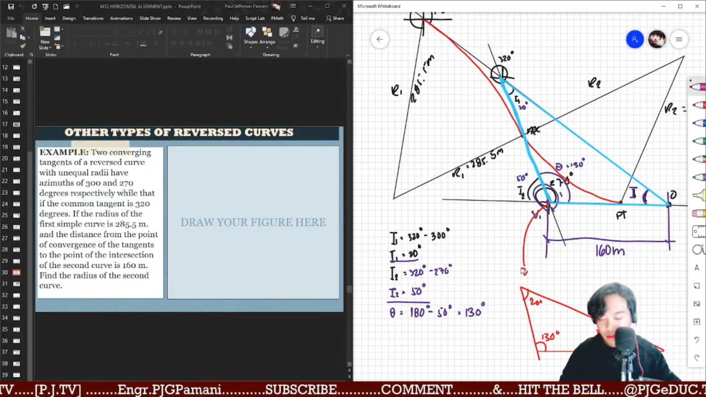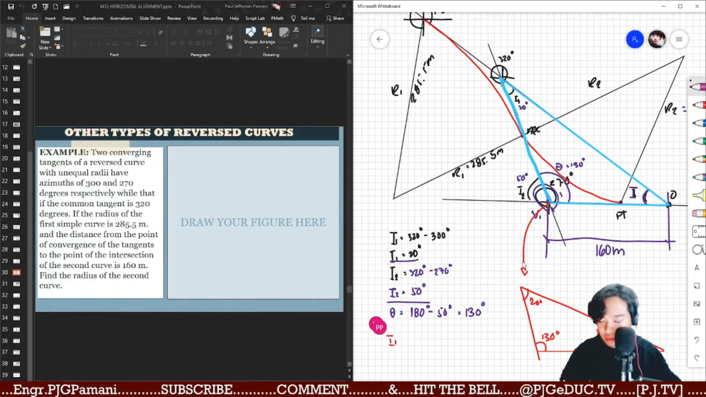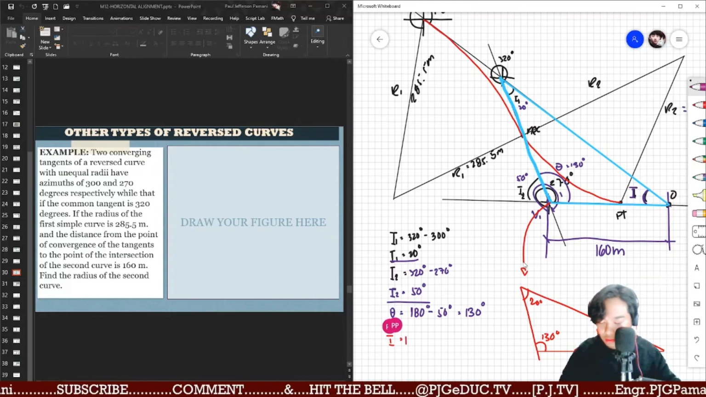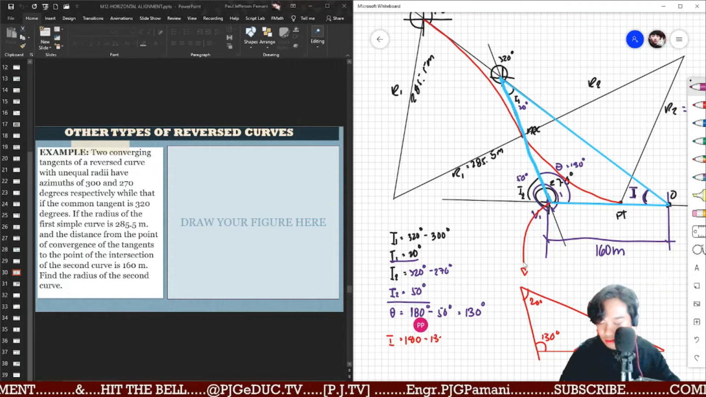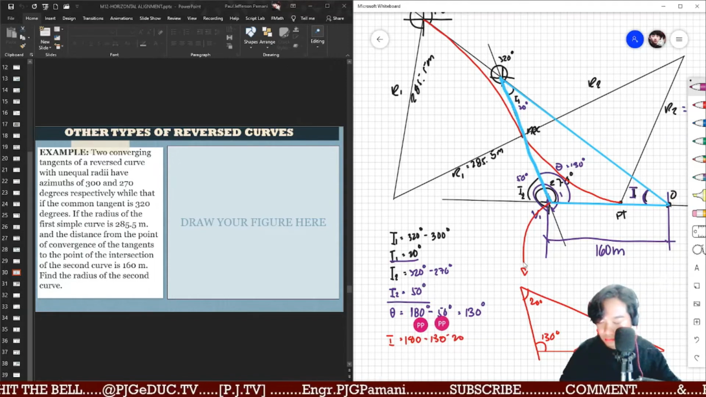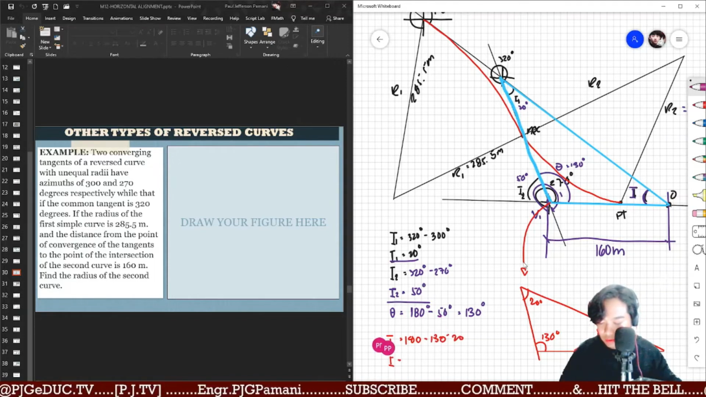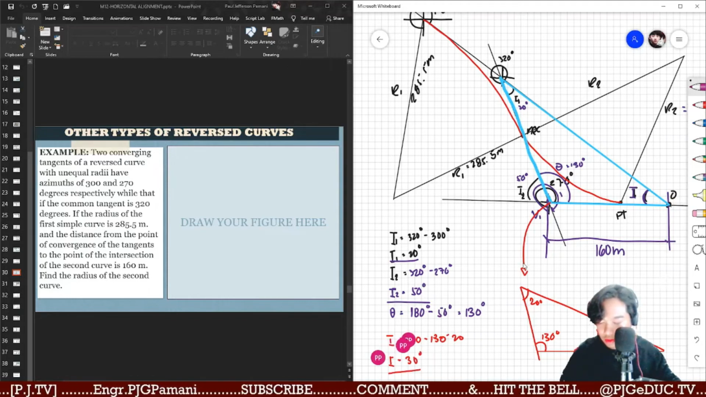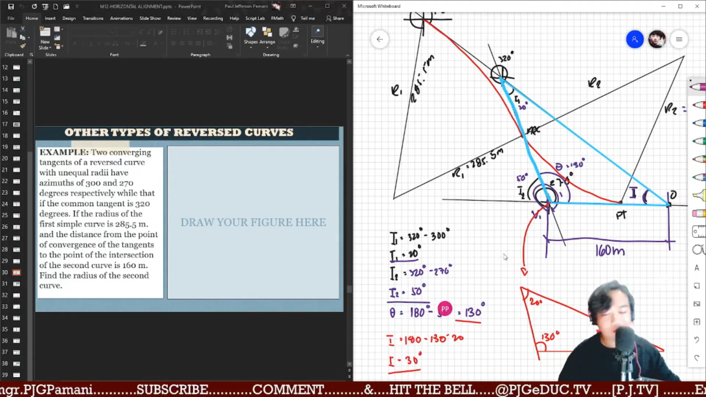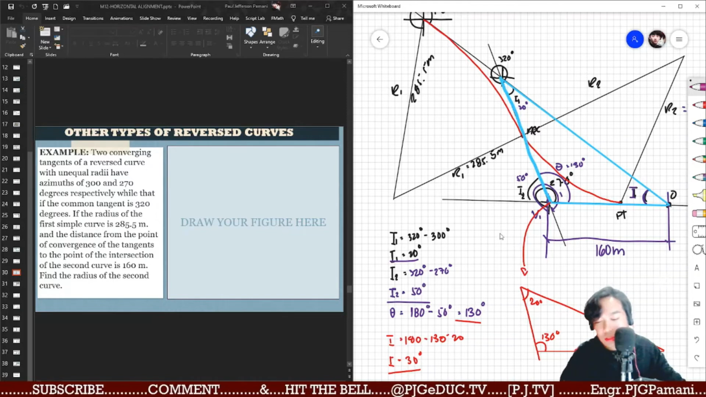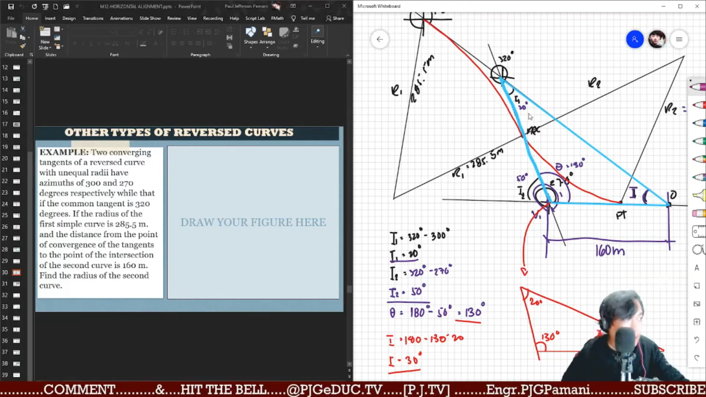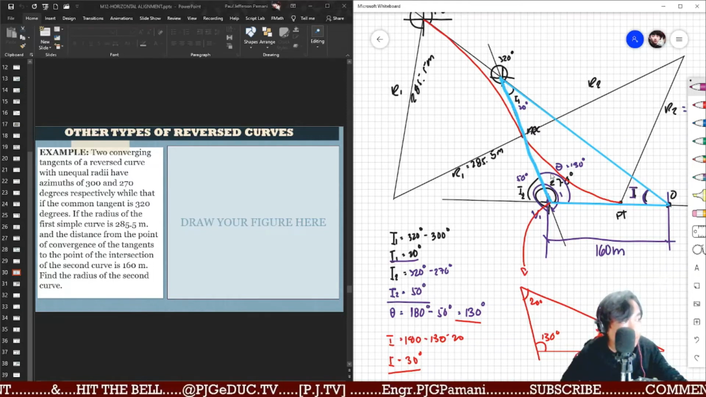The angle of convergence now is simply 180 minus 130, triangle lang po, minus 20. That is I equal to 30. Okay? Meron na tayong angle of convergence. Meron na tayong angle of intersection, I1 and I2.